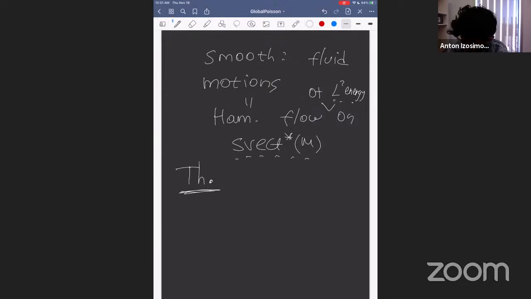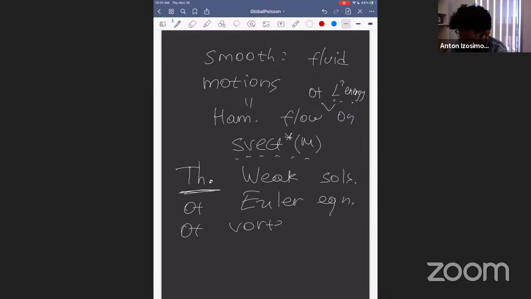And then what we prove concerns weak solutions of the Euler equation which are of vortex sheet type. These are solutions that have a discontinuity across a hypersurface. So we prove this for weak solutions of the Euler equation of vortex sheet type.